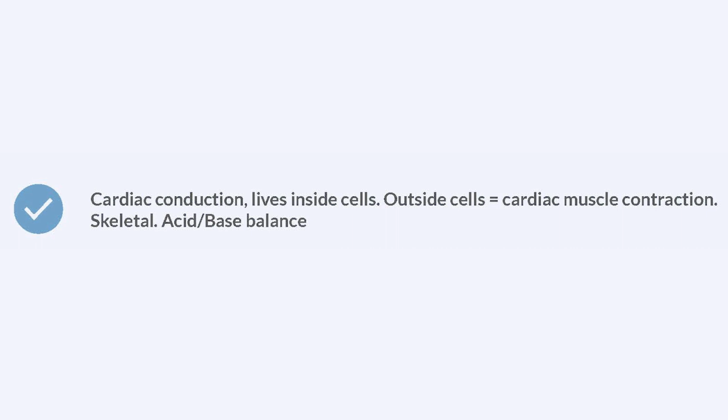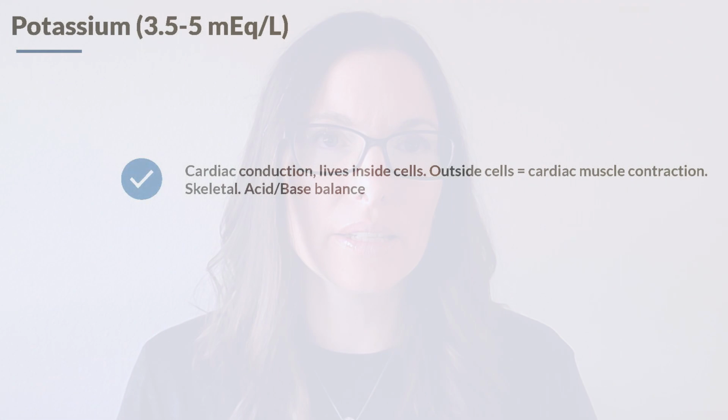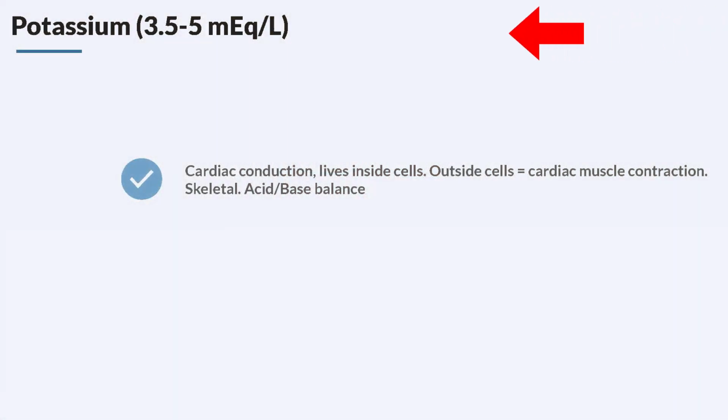All right, guys, so what is potassium responsible for? Potassium is responsible for cardiac conduction. It lives inside the cells mostly, and it goes outside the cells when the cardiac muscle contracts. Potassium is also responsible for skeletal muscle contraction, as well as the body's acid-base balance. So the normal potassium level is between 3.5 and 5 milliequivalents per liter.